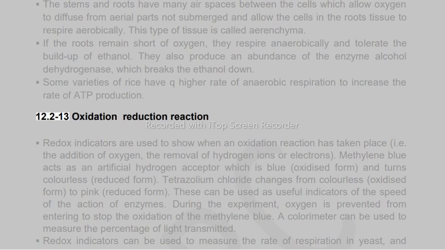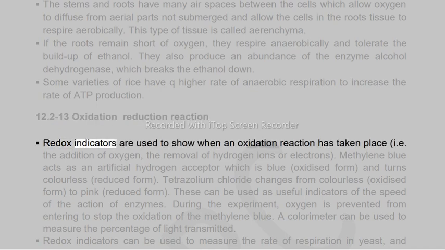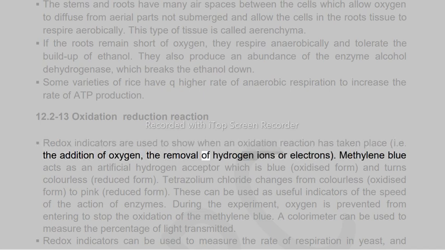The 12th of February, 13: oxidation reduction reaction. Redox indicators are used to show when an oxidation reaction has taken place, i.e., the addition of oxygen, the removal of hydrogen ions or electrons.